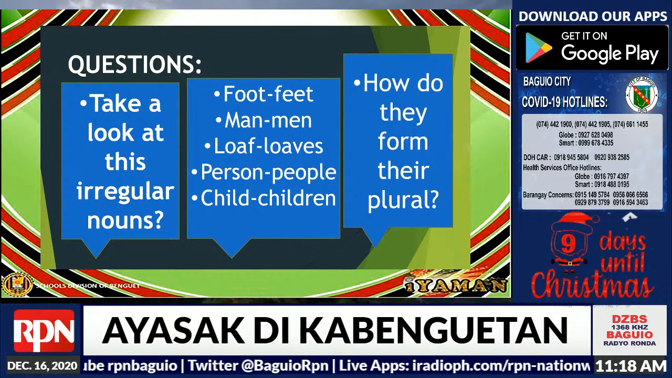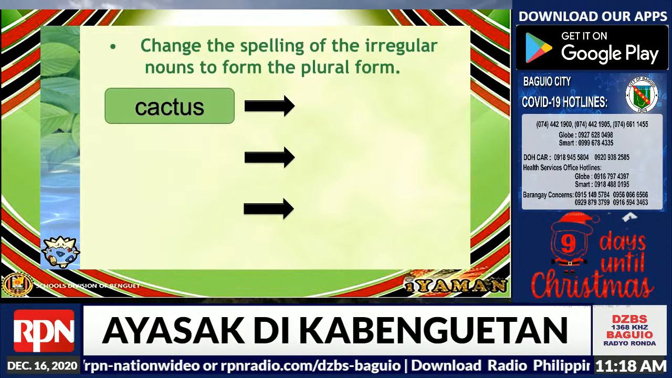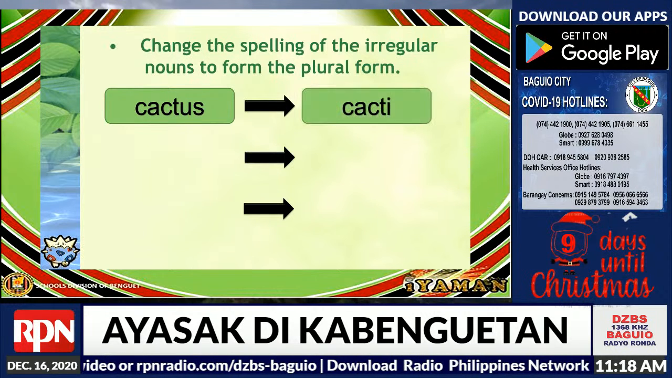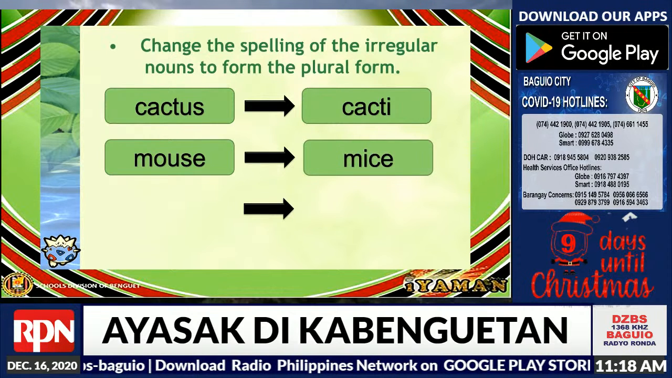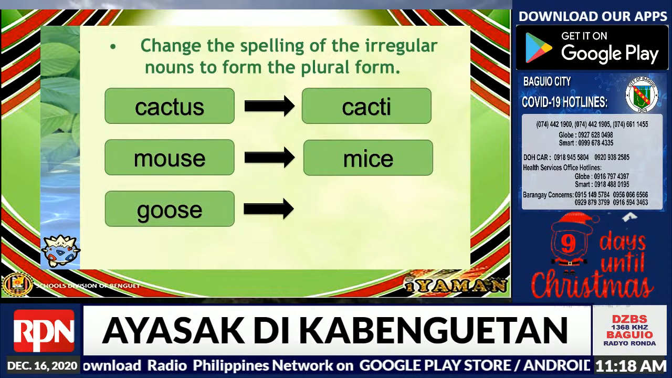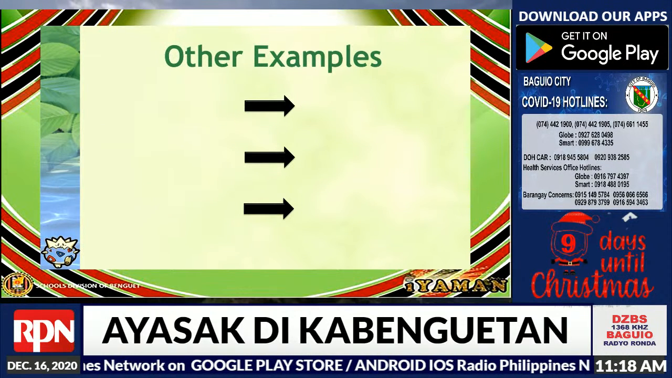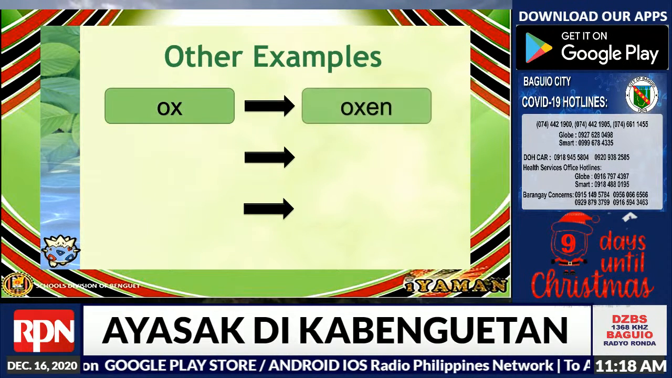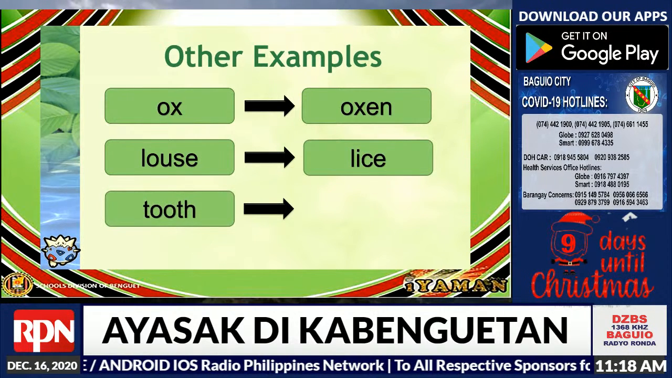How do they form their plural? They change the spelling of the irregular nouns to form the plural form. Examples: cactus, cacti; mouse, mice; goose, geese. Other examples: ox, oxen; louse, lice; tooth, teeth.